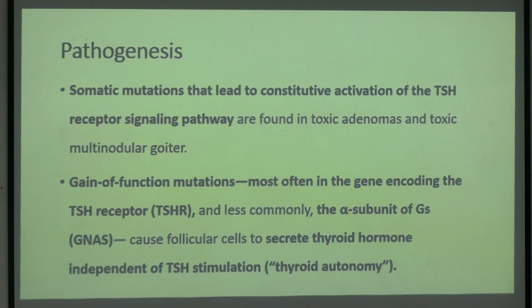Pathogenesis: somatic mutations that lead to constitutive activation of the TSH receptor signaling pathway are found in toxic adenomas and toxic multinodular goiter. Gain-of-function mutations, most often in the gene encoding the TSH receptor and less commonly GNAS, the alpha subunit of the G protein gene, cause follicular cells to secrete thyroid hormones independent of TSH stimulation. That is called thyroid autonomy.